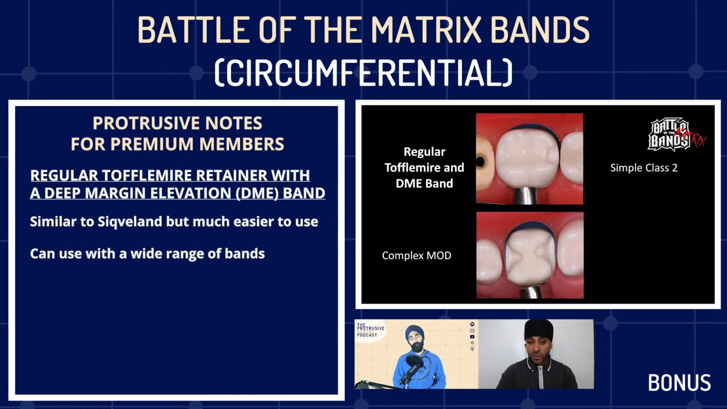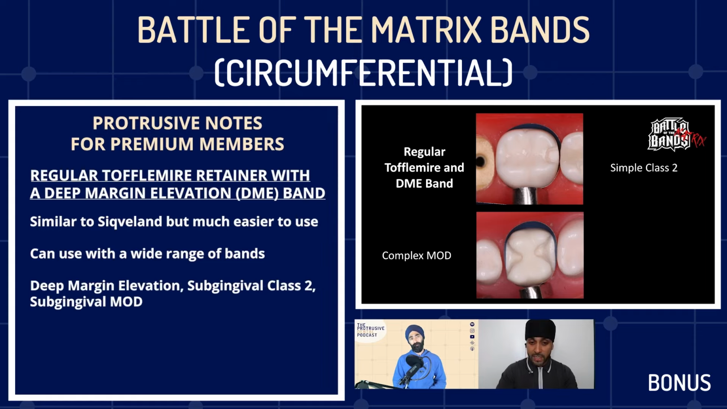Tofflemire, if we were going to use them with a straight band, would produce similar results to the straight band solutions we've just gone through. So we're not going to do that. And I've opted for a DME band as they're quite useful for more difficult subgingival situations. And they're just a very useful tool.